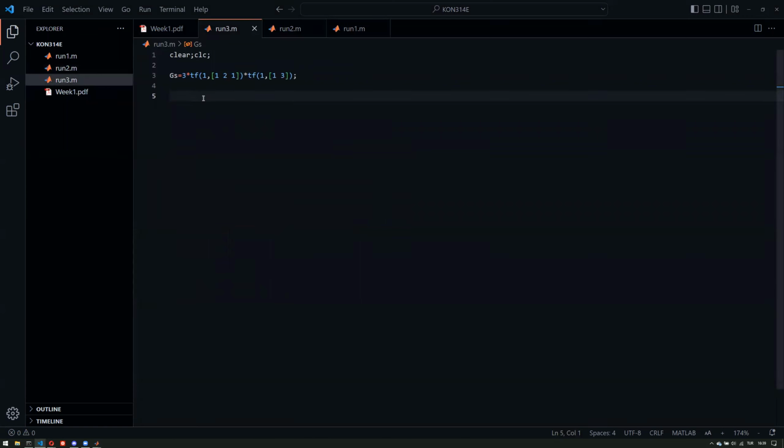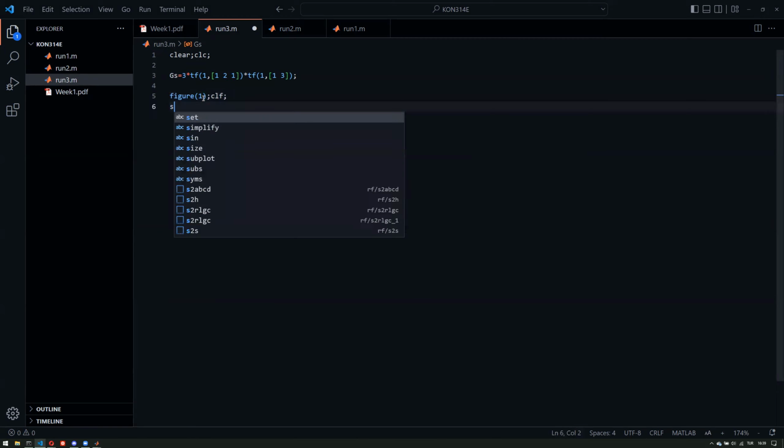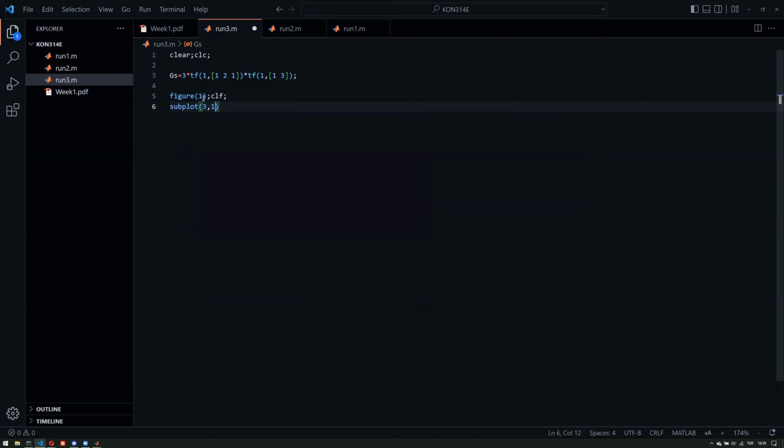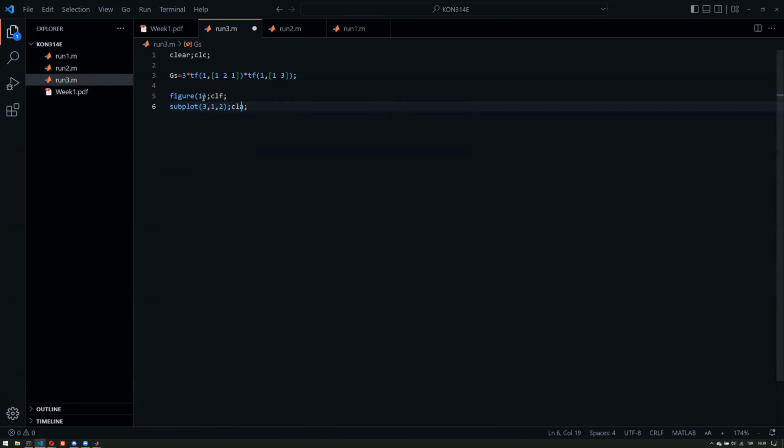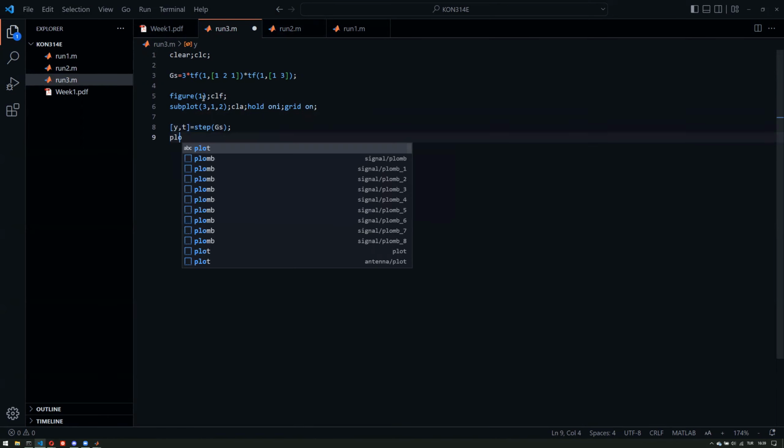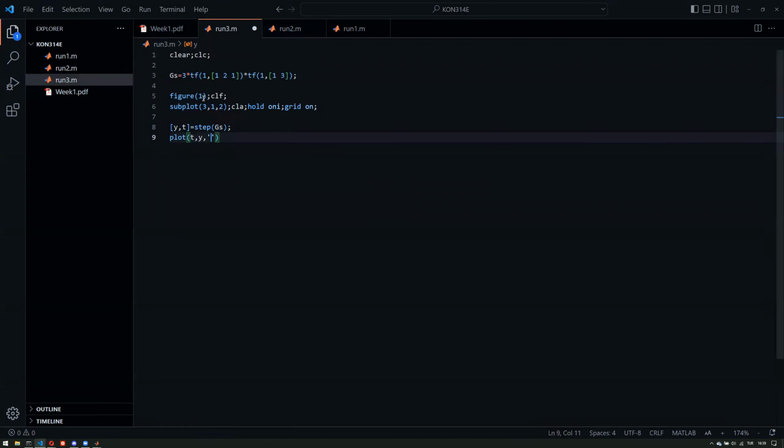So let me set up first my figure, clear figure, and then maybe subplot. Let's have 3 rows, 1 column, the second one of that. Hold on, grid on. So I'm going to use the step function here. Step, and then GS, and then plot t, y, line width. Maybe we should assign it a color. Let's say blue.